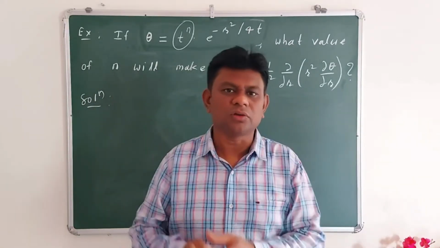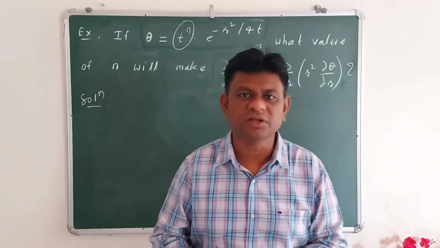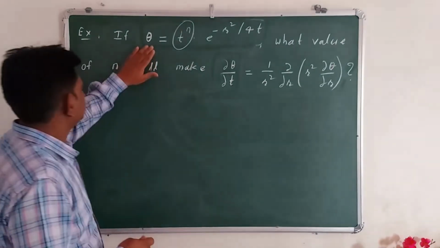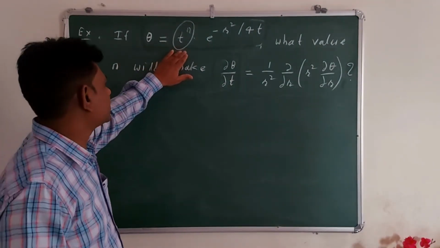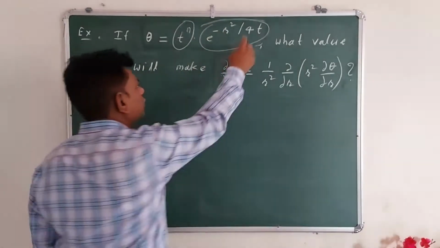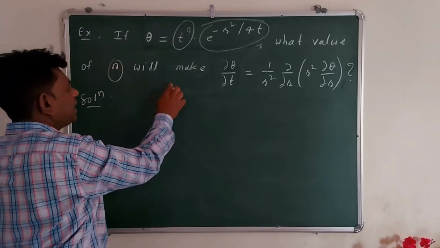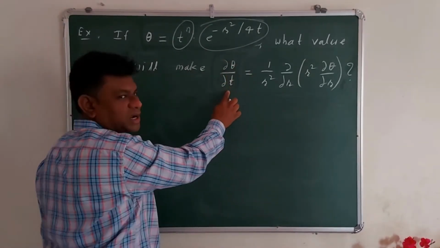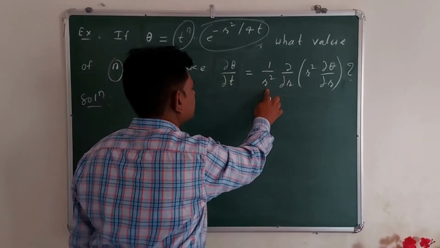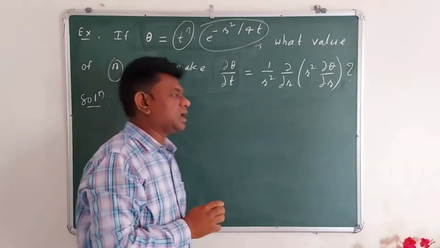Now we will solve one of the interesting problems based on partial differentiation. The problem is: if theta is equal to t to the power n e to the power minus r square upon 4 times t, what value of n will make the left hand side del theta by del t equal to 1 upon r square del by del r of r square del theta by del r.